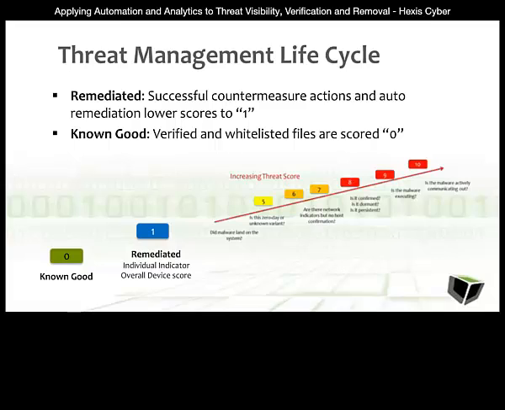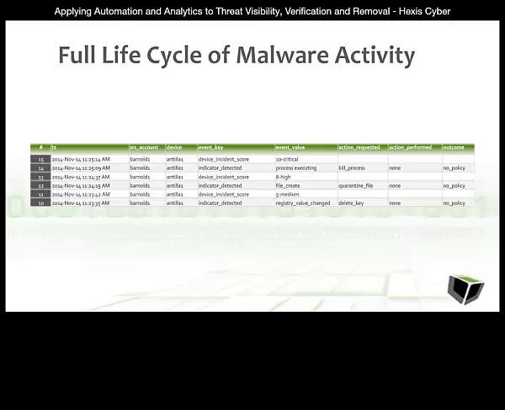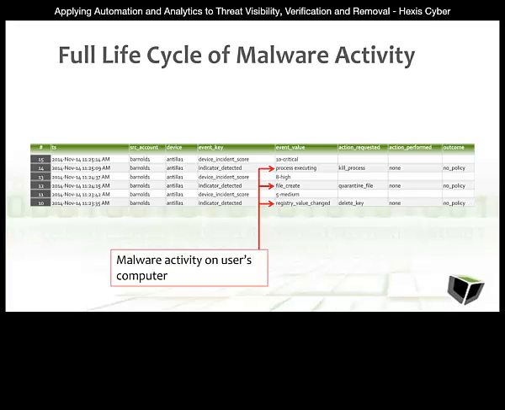So if you come in and you can see the lifecycle of logging out as things happen. And in this case here, a registry change increases the device score to a score of medium. A file create changes it to a score of 8. Process executing changes it to a score of 10, right?